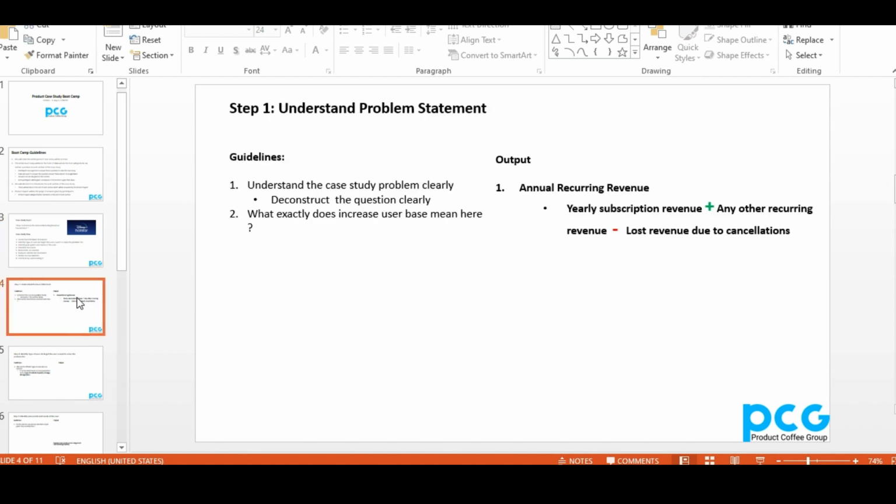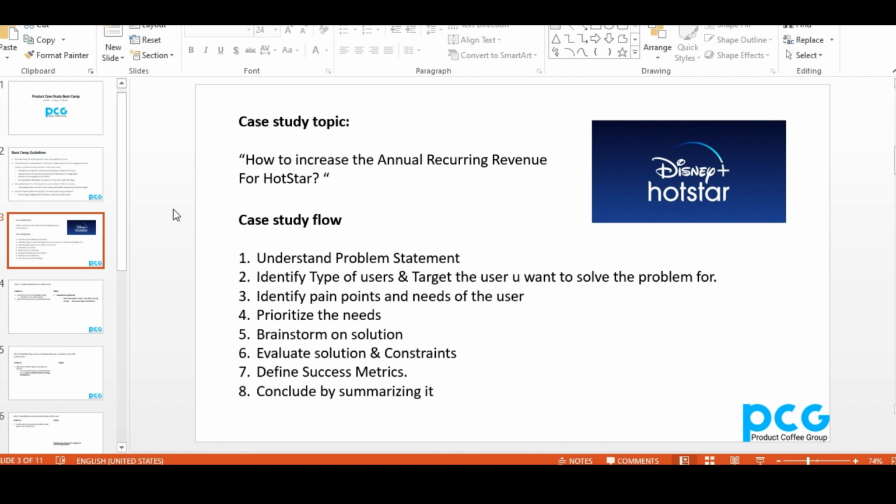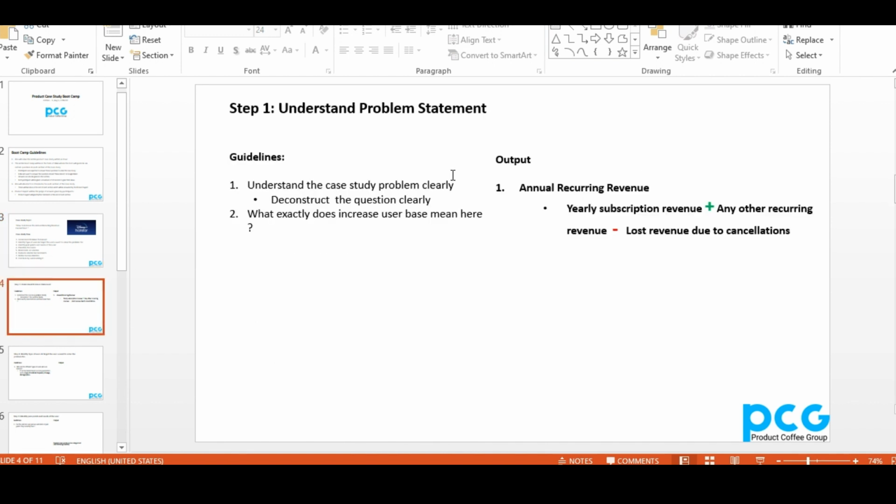Now, going to the first step of the case study, right? I've already told that the question is to increase the ARR, the annual recurring revenue, right? And I've given the answer as well, right? The first step is to deconstruct the question clearly. To increase the ARR, first we need to find out the levers. What all levers are there to increase the ARR, right?